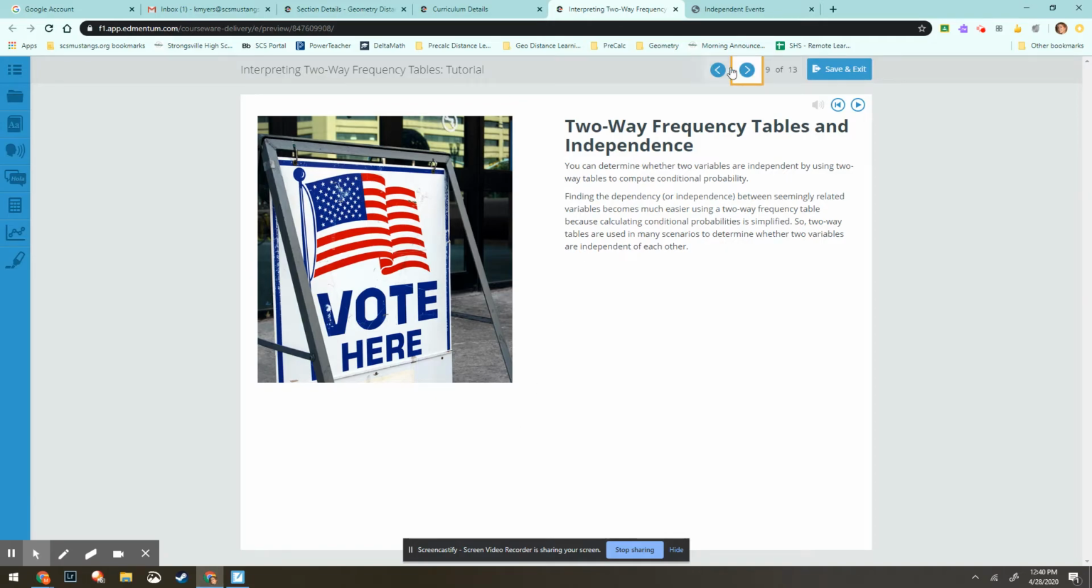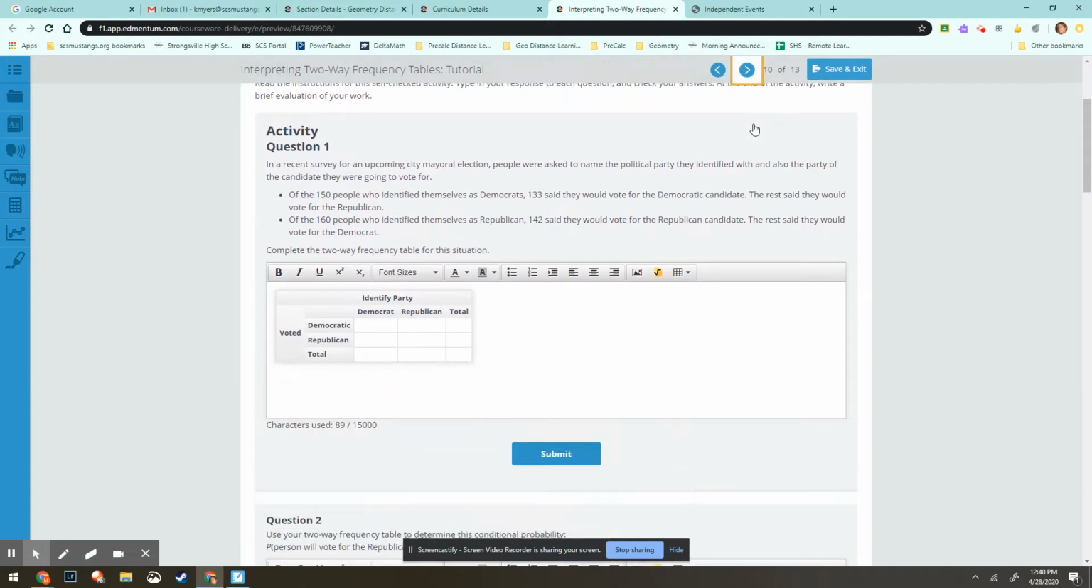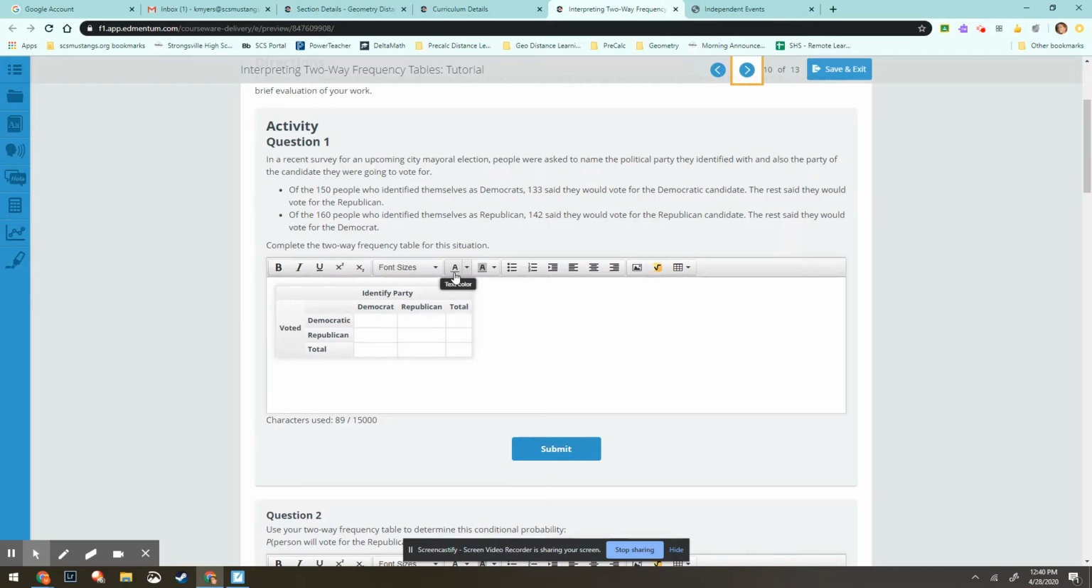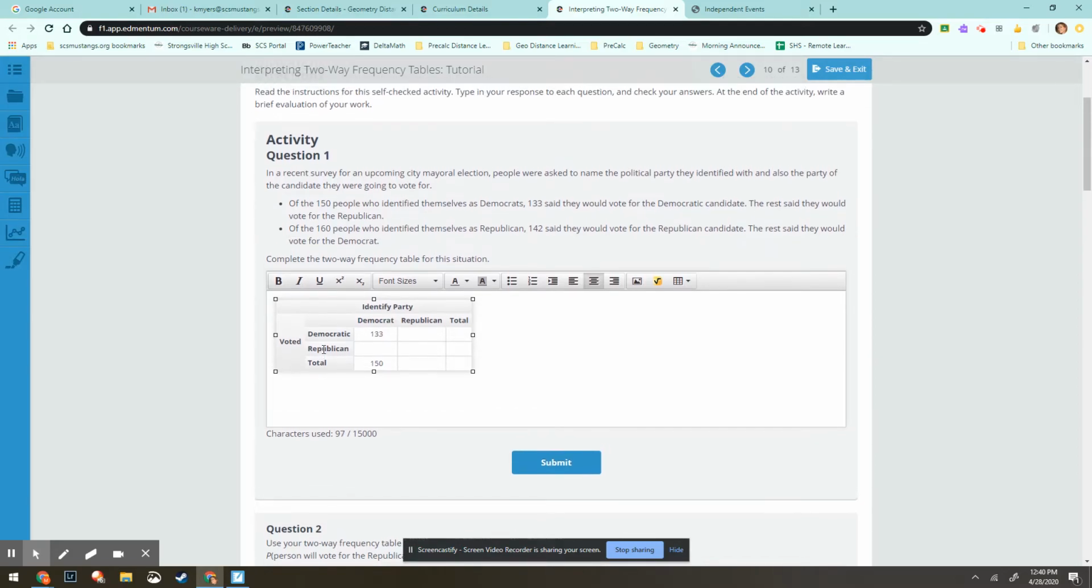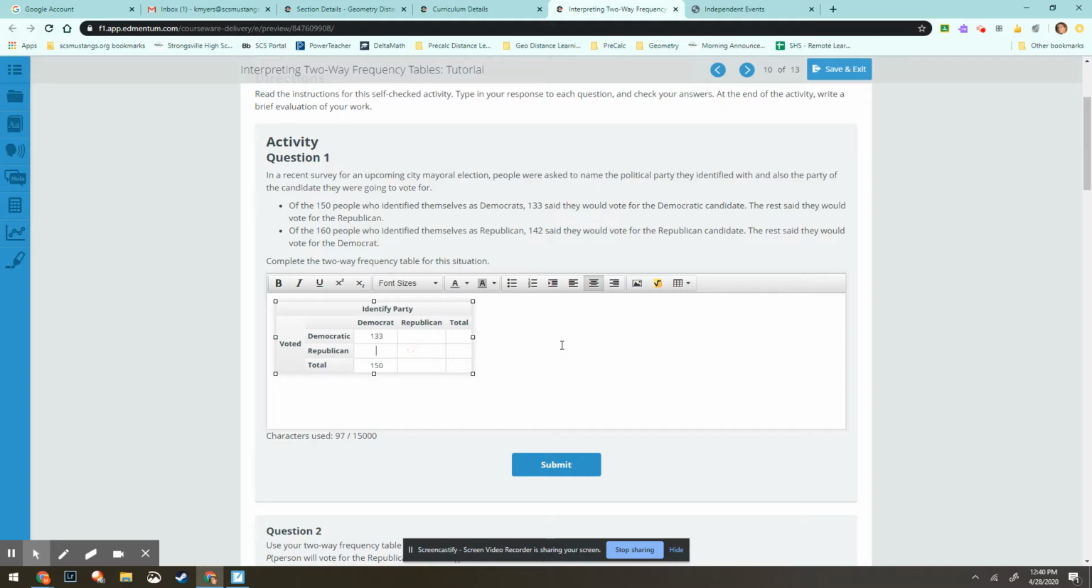Coming back over here, in this activity we first have to fill in this table. It says that of the 150 people who identified as Democrats, 133 said they would vote for the Democratic candidate. That means we should have 17 people left over to vote for the Republican. Then it says of the 160 people who identified as Republican, 142 said they would vote for the Republican candidate, so that goes right there. If you do 160 minus 142, you have 18 people who are going to vote Democrat.